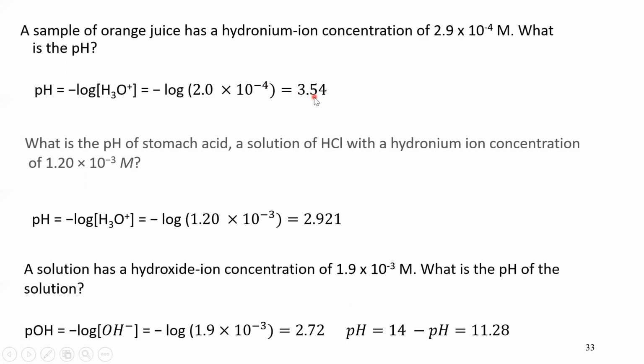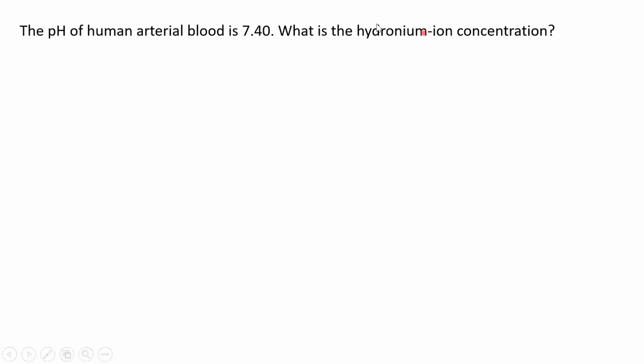Now, since it didn't ask this, but since the pH is less than 7 for the first solution, that makes it an acidic solution. The second one, since it's less than 7, is an acidic solution. And the third one, since it's more than 7, is a basic solution. So let's look at this question.